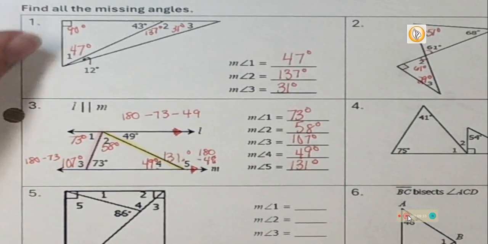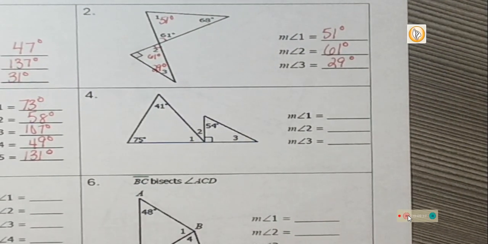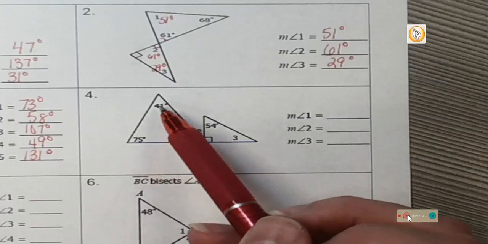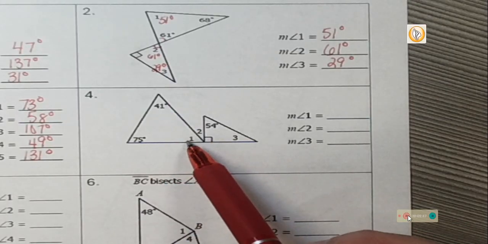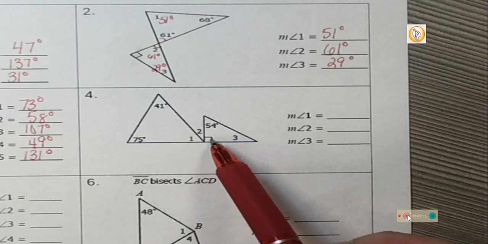All right, so let's look at this next one here. All right, so what I encourage you to do every time is to just step back, look at what you've got. You have 2 triangles. I know that this is 75, that's 41. I'm looking for 1, 2, and 3. That's 54, and that is 90 degrees, okay?